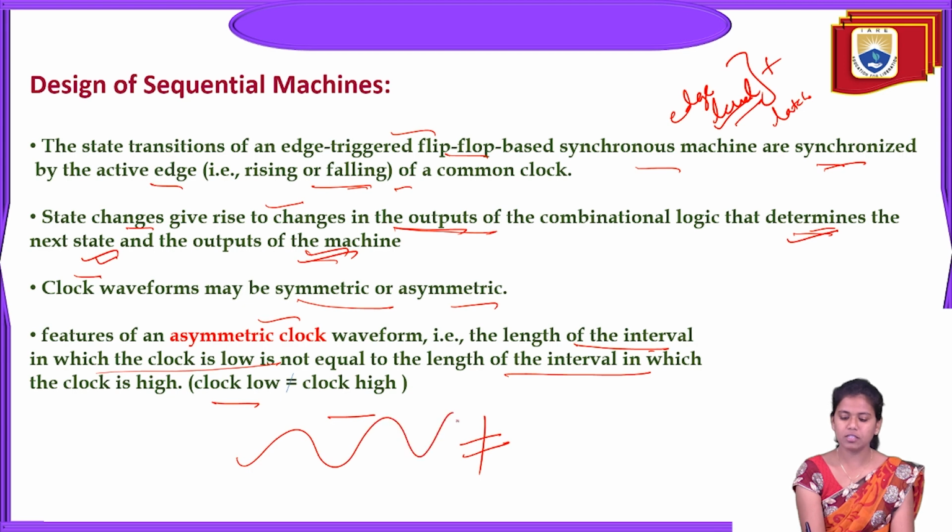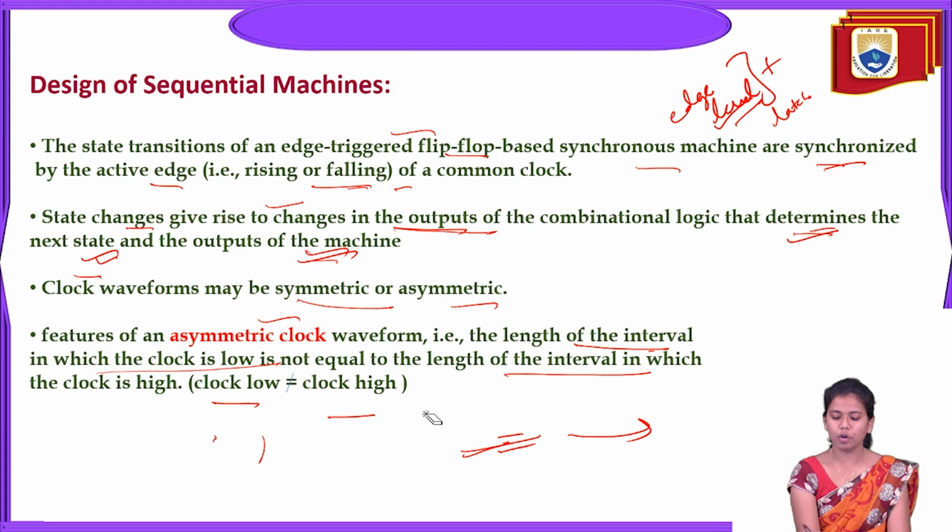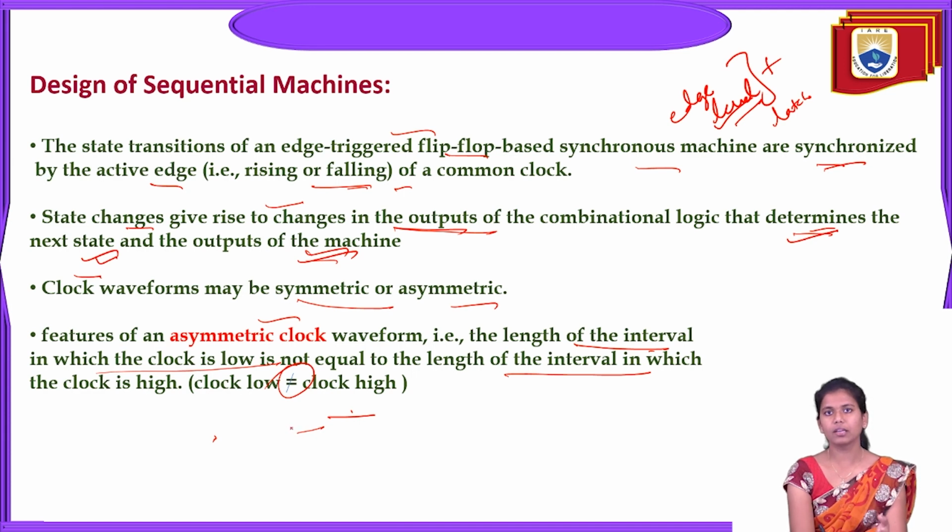For example, if this is a clock signal and this is the clock high, we can see the length of the clock low interval does not match the clock high interval. So this is nothing but an asymmetric clock signal. The interval of the clock signal with respect to clock low is not equal to the interval with respect to clock high. If you observe such a thing, then we can consider it an asymmetric clock waveform.